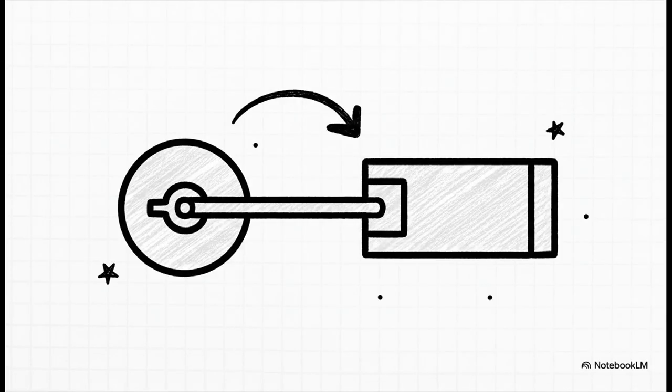Let's look at a super simple example. This thing here is a slider crank mechanism. It's kind of like what you'd find in a car engine. This is a classic 1 degree of freedom system. See, if you know the angle of that spinning crank, you know the exact position of the piston. Their movements are perfectly, predictably linked. From a math standpoint, this is about as straightforward as it gets.